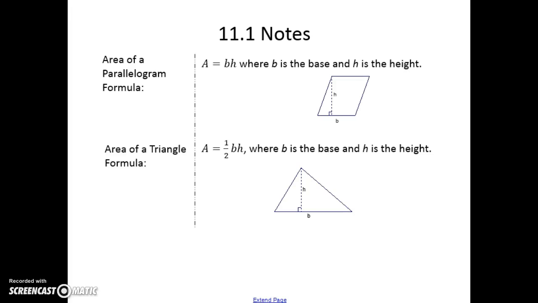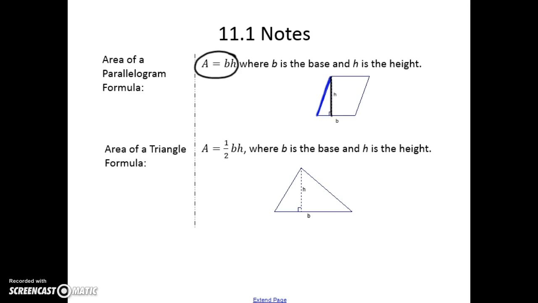In this video, we're going to look at the area of parallelograms and also the area of a triangle. And so there's two important formulas here. For the area of a parallelogram, the formula is A is equal to base times height. And it's important that the height is not the height of the slant, but the height if you were standing on top of the parallelogram and dropped something straight down.